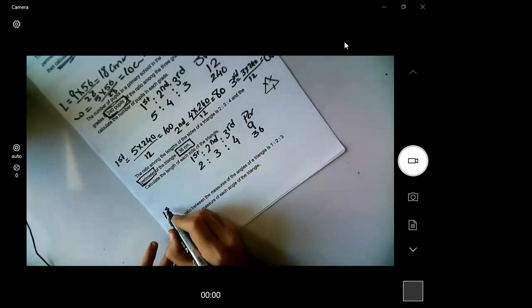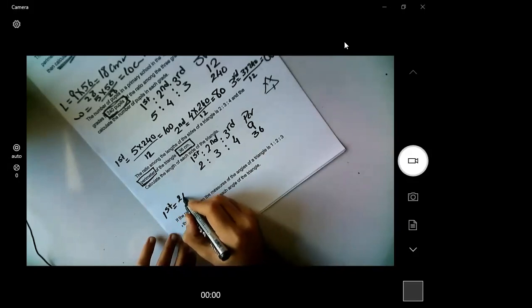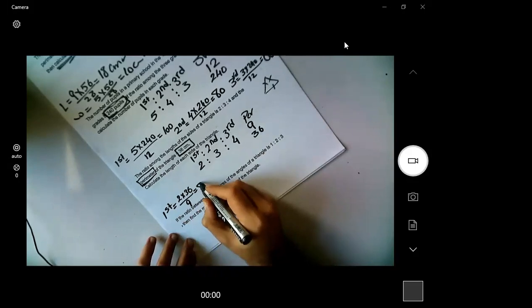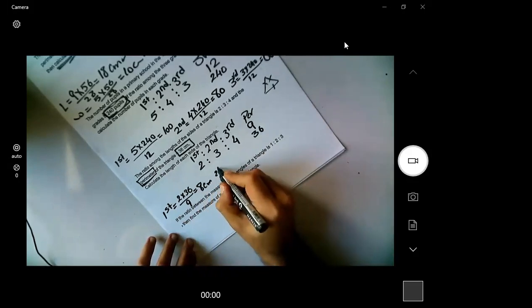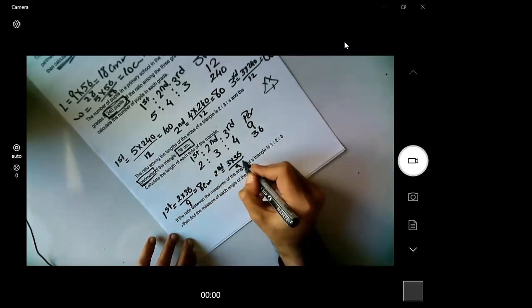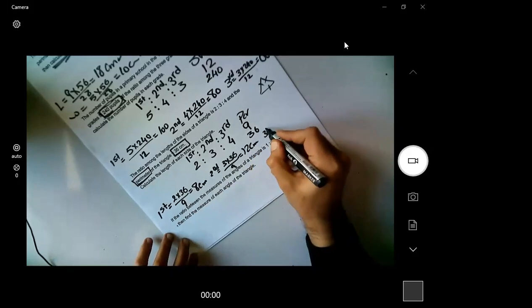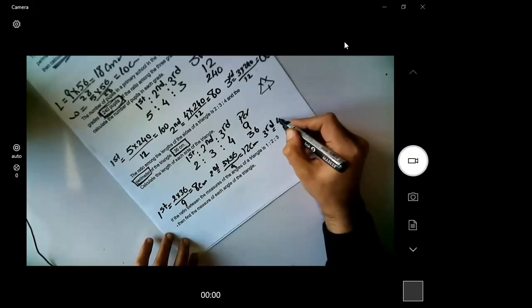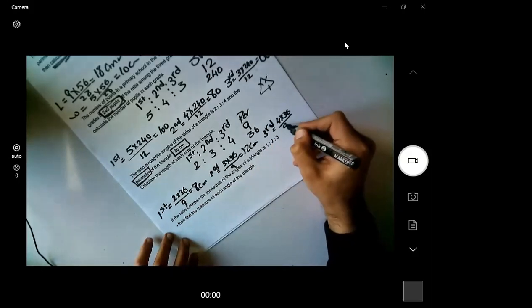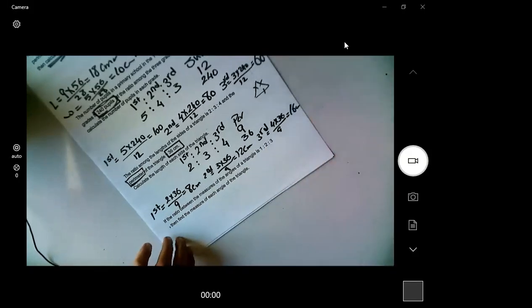So the first side will be 2 times 36 over 9, which equals 8 centimeters. The second will be 3 times 36 over 9, which equals 12 centimeters. And the third side will be 4 times 36 over 9, which equals 16 centimeters.